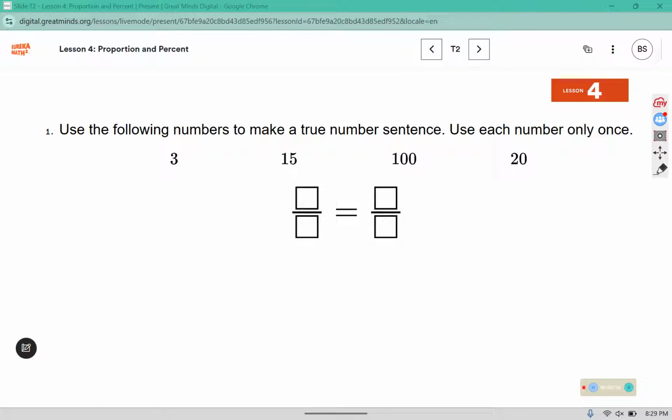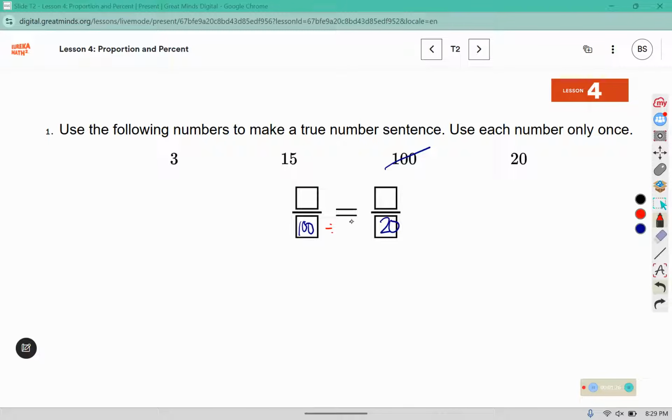Use the following numbers to make a true number sentence. Use each number only once. Let's see, if I used 100 in the denominator, then I can't use it again. I can turn a 100 into a 20 pretty easily by dividing by 5.